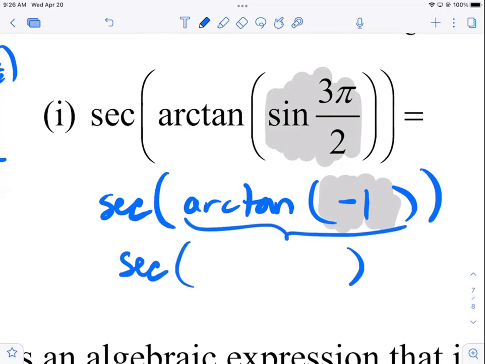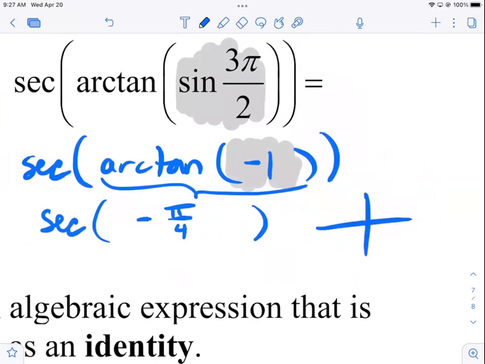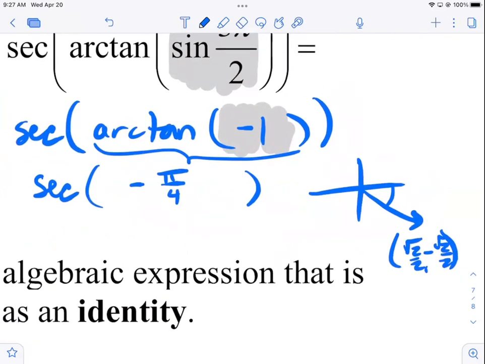The next layer then, let's bring down the secant. What is arctangent of -1? -pi fourths. Very good. And now what's secant of -pi fourths? We're down here, right? Which the ordered pair is square root of 2 halves, negative square root of 2 halves. Secant is the reciprocal of cosine. Square root of 2.